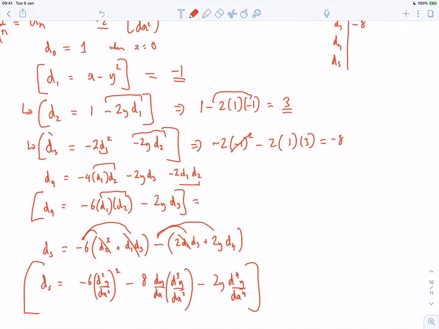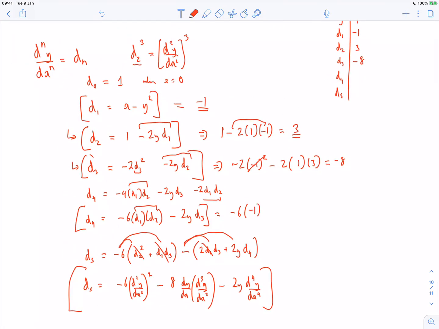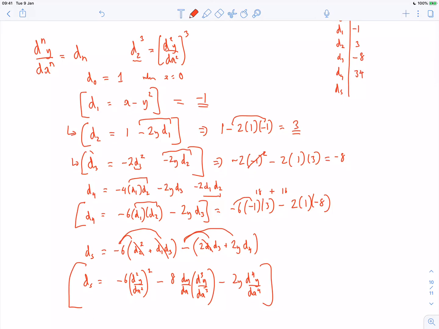Next up, I've got minus 6 lots of d1, which is minus 1, times by d2, which is 3, minus 2 lots of y, which is 1, times by d3, which is minus 8. So minus 6 times minus 1 times 3 is 18, minus 2 times 1 times minus 8 is 16, positive, so 18 plus 16, that makes that 34.